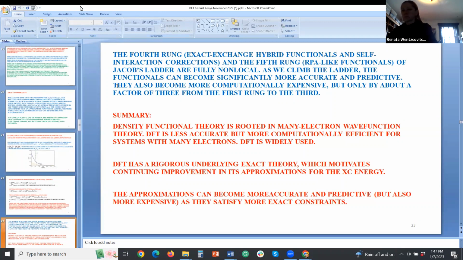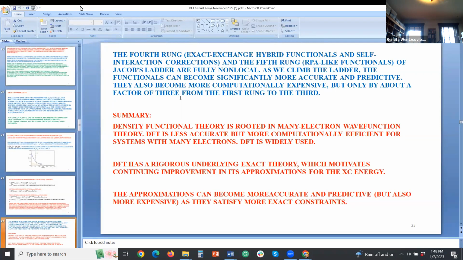So I'd like to summarize my talk now. First of all, this is a tutorial talk about density functional theory. Density functional theory is rooted in many-electron wave function theory. Constrained search tells us, for instance, how to go from the wave function variational principle to the density variational principle. Density functional theory is less accurate than wave function theory, but more computationally efficient for systems that have many electrons. And in fact, DFT is much more widely used than wave function theory, although both are widely used.